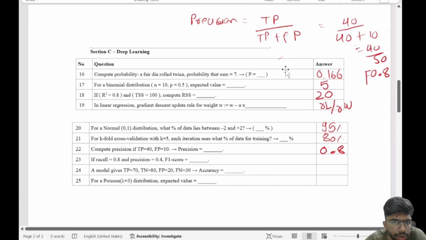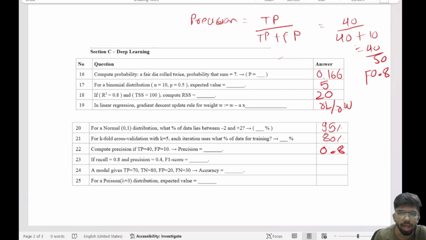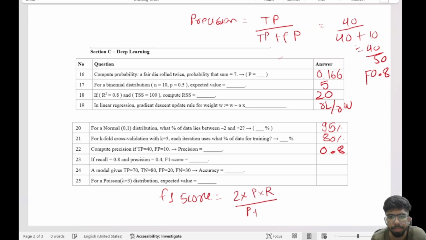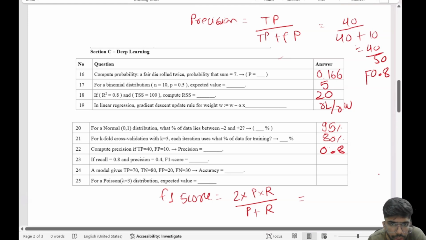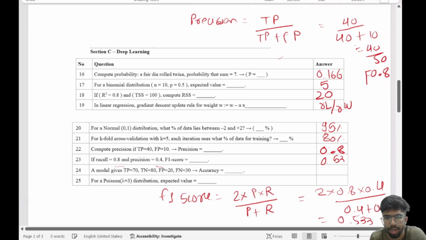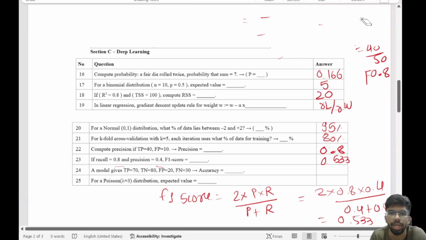Next, if recall equals 0.8 and precision equals 0.4, we have to find the F1 score. The F1 score is the harmonic mean of precision and recall, which is 2 times precision into recall divided by precision plus recall. We are given the values of recall and precision, 0.8 and 0.4. So 2 into 0.8 into 0.4 divided by 0.4 plus 0.8. The answer will be 0.533. Let me remove all of this and we'll move on to the next question.